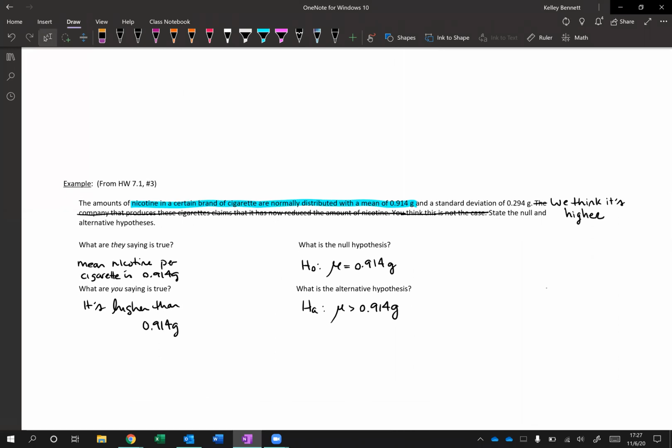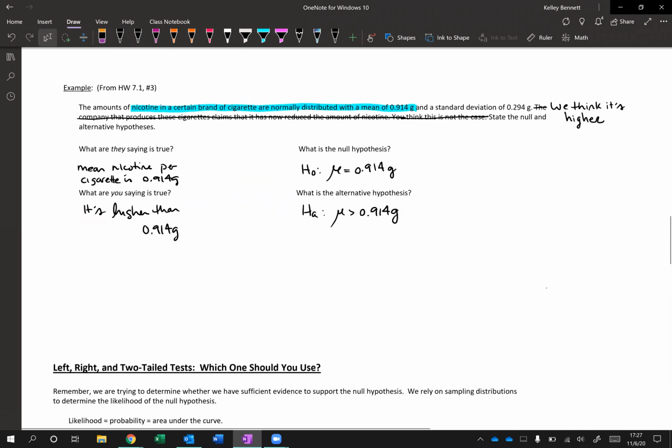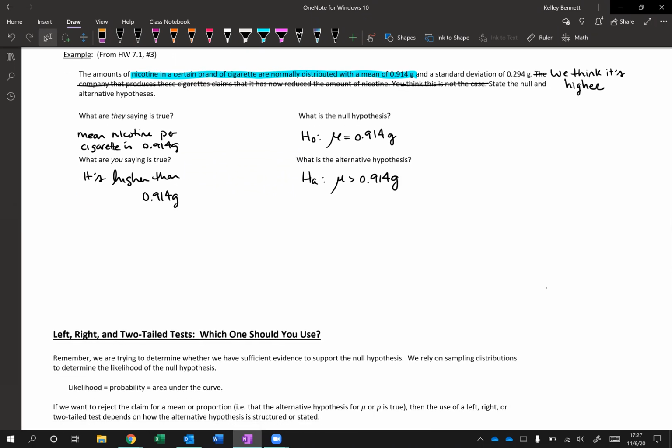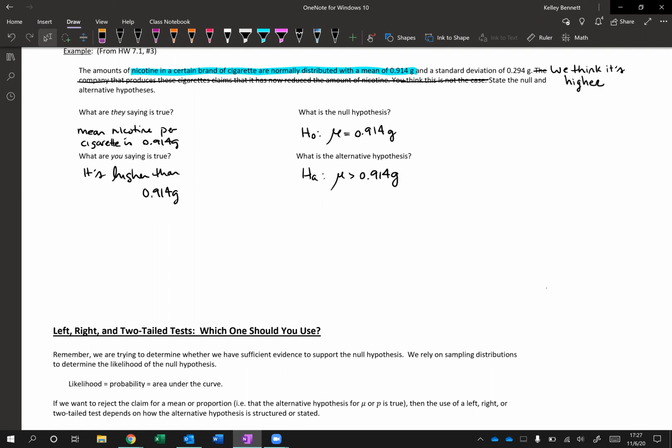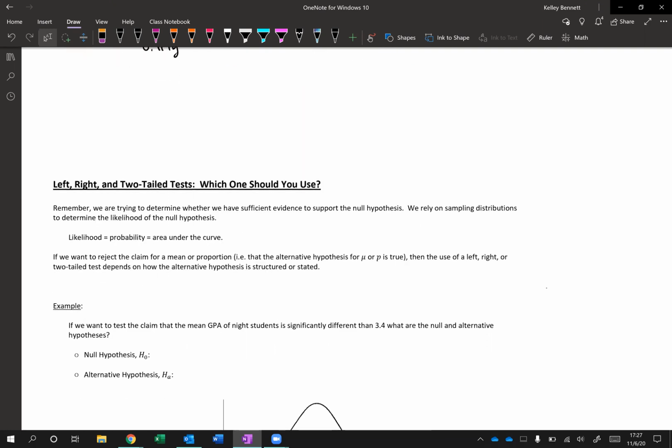All right, so the null and alternative hypotheses are going to help us determine what type of testing we should use. There's something called a right-tailed test, left-tailed test, and two-tailed test. Which one should we use? Remember that we're trying to determine whether we have sufficient evidence to support the alternative hypothesis.